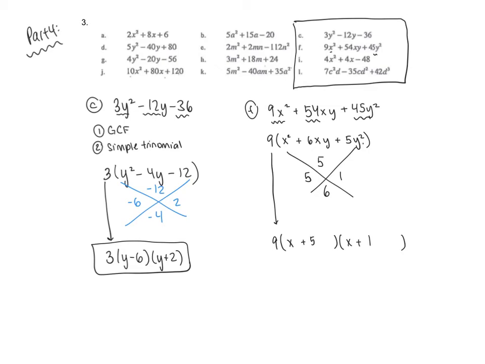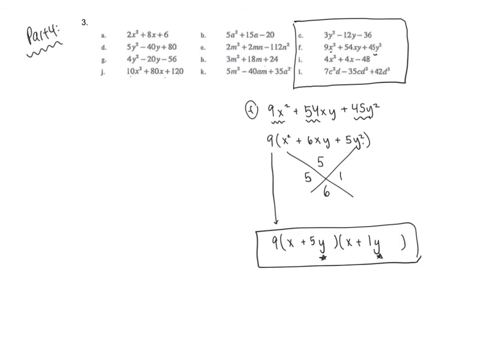And to get the y squared in the back, we need to put a y in the back. But don't worry too much about that y. I don't think you'll have a lot of problems with 2 variables. Okay. All right, so now let's do letter I, which says 4x squared plus 4x minus 48.